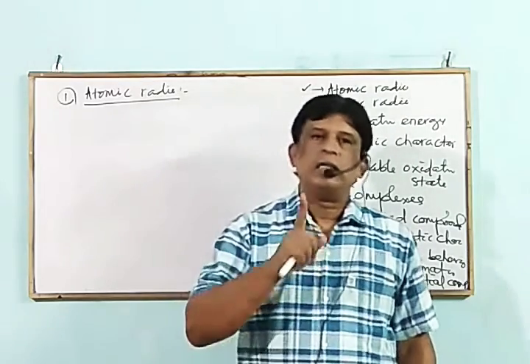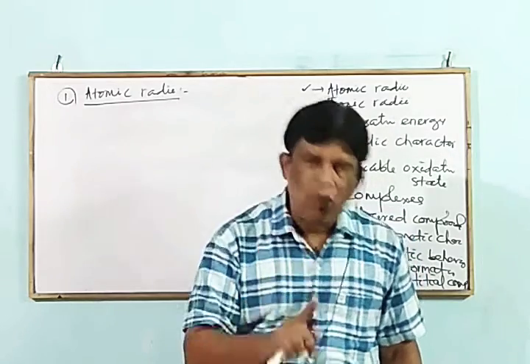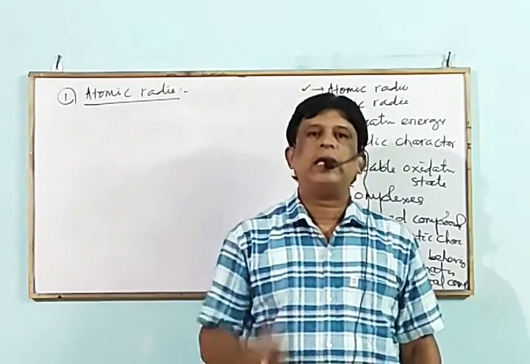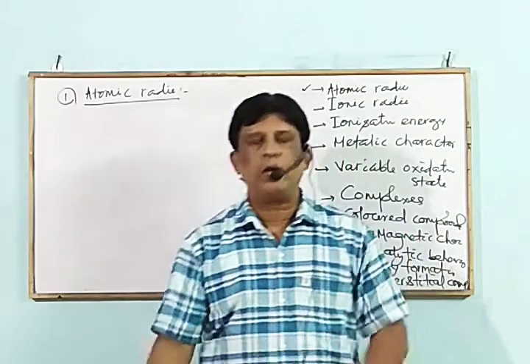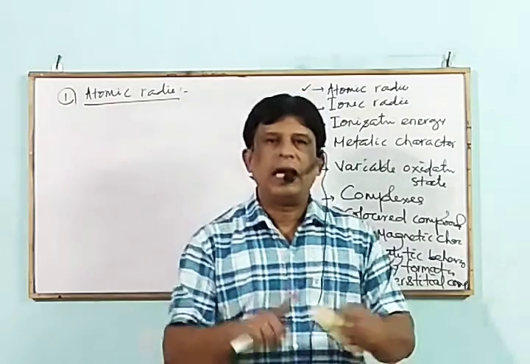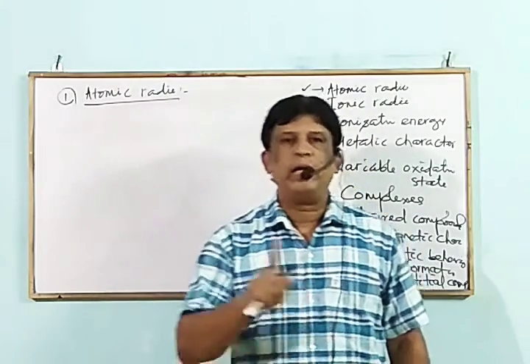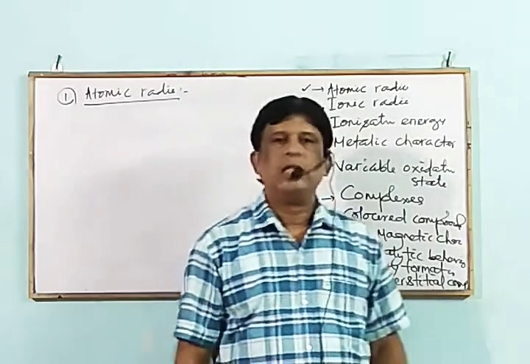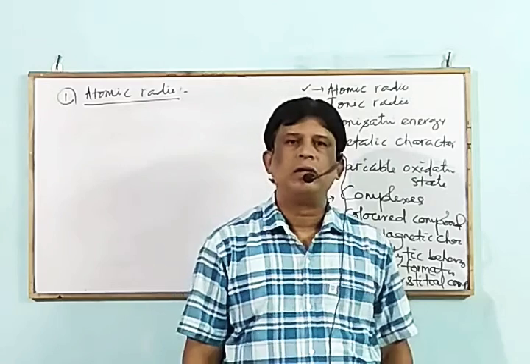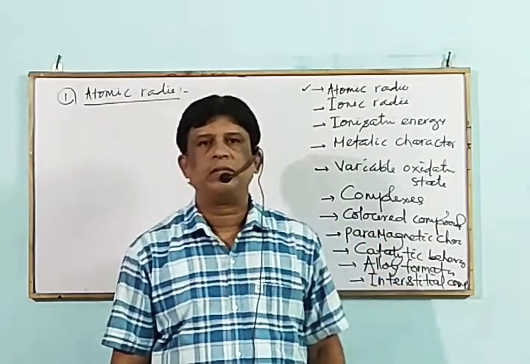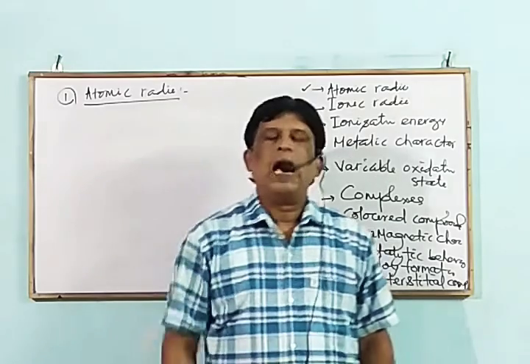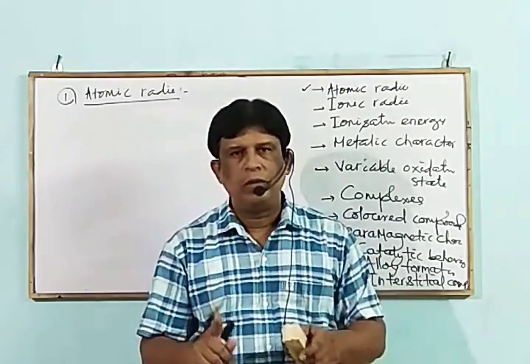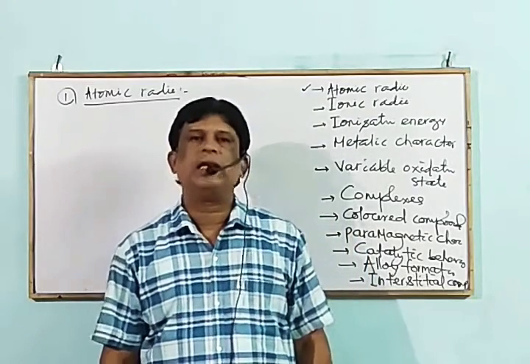Then the shielding effect shown by the penultimate shell and the electrostatic force of attraction are nearly the same because of the increasing number of electrons in the penultimate shell. So these cancel each other, and the atomic radii remain the same. And finally, in the case of zinc, this value again increases due to increasing inter-electronic repulsion. I repeat again, atomic radii gradually decrease in the first transition series or 3d series up to chromium, then remain the same, and finally increase in the case of zinc.